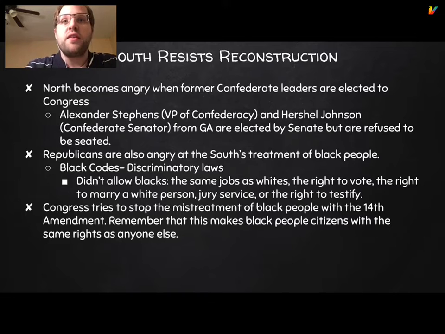And if you couldn't testify in court against a white person, then that means a white person could commit a crime against a black person, and the black person couldn't get up in court and say that's the person who did it, or offer proof against that person. So that is going to be a huge, huge mess for African Americans in the South. And the radical Republicans are going to want to try to prevent that from happening, right?